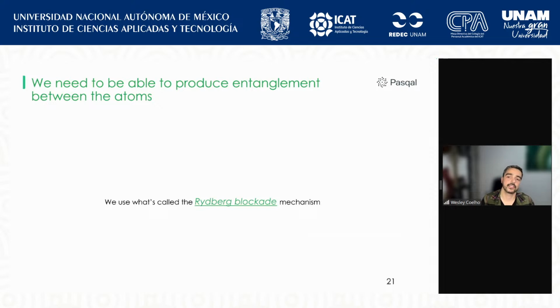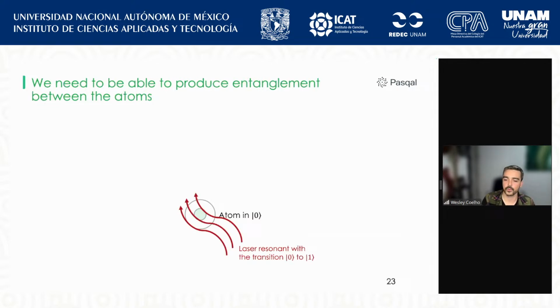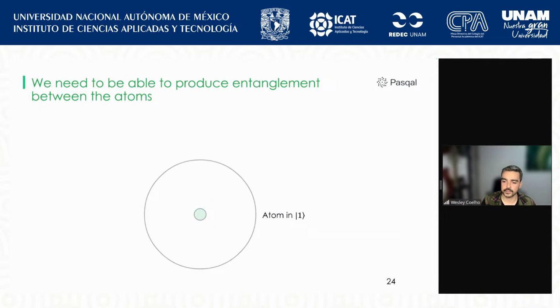And the other one is the entanglement. That's the exciting part, literally. What we use is the Rydberg blockade mechanism. When you have an atom, we always trap it in a 0 state. And then when you shine a laser on it that is resonant with the transition between 0 and 1, that atom will be excited. So it goes to the 1 state, right?